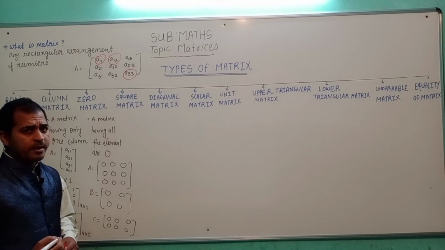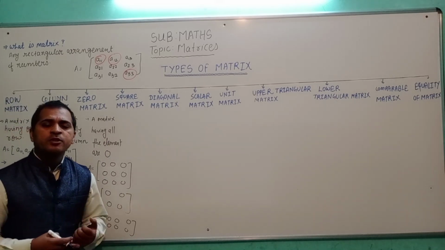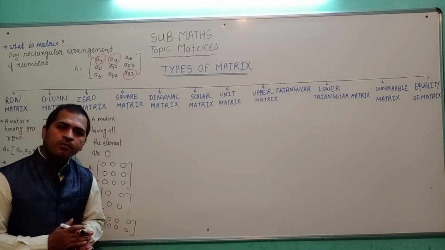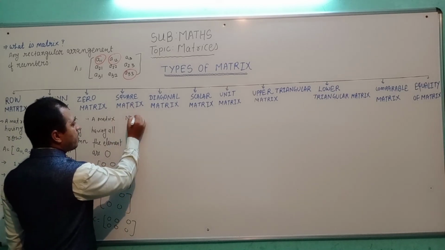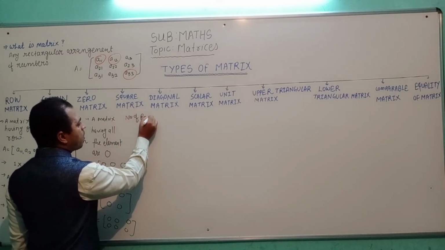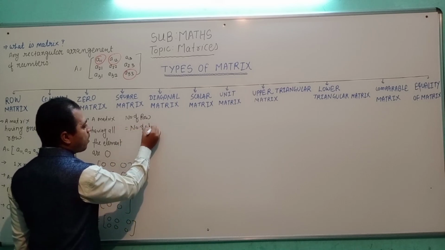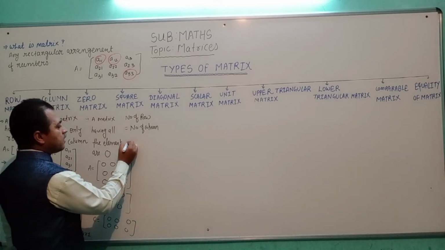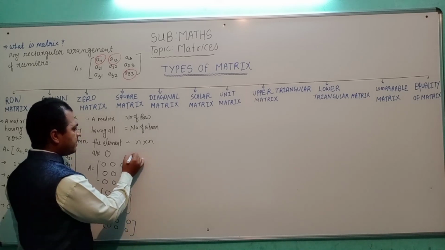Next is the square matrix. Square matrix means the dimension of the matrix will be equal, meaning the number of rows and the number of columns will be equal. In a square matrix, the number of rows is equal to the number of columns. It means the dimension will be n cross n. Let us see an example.